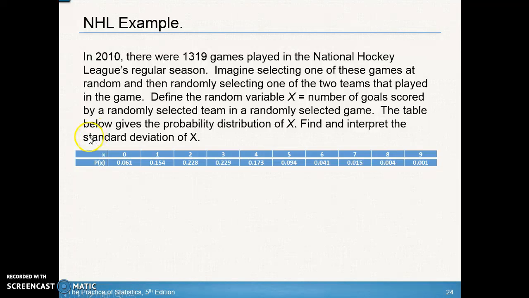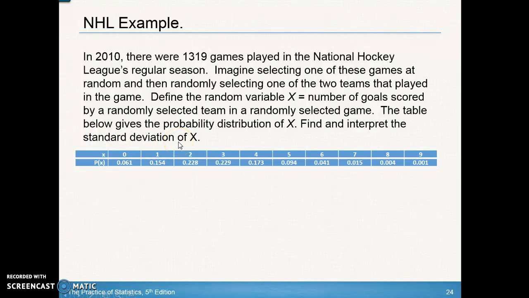All right, so let's go back to our NHL example. Remember when we took a look at the NHL example, we said, what is the probability? X is the number of goals scored by a randomly selected team in a randomly selected game. So in this case, remember X is the number of goals that they've scored, and then the probability of X is the probability of them scoring each of those numbers of goals in one particular game. So in this case, we're going to find and interpret the standard deviation of X.